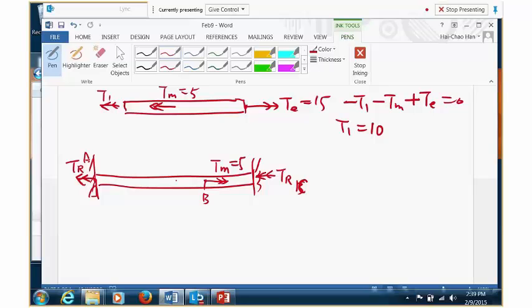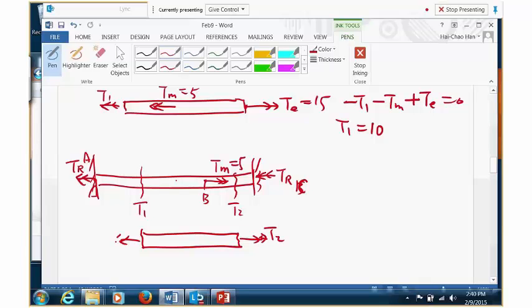Okay. So let's set up the equation. What if you cut here? You can cut here, right? Or cut here. So if you cut here, you're going to have a T1 in this segment. You're going to have a T2 in this segment. All right. So if I cut here, this is the segment I'm looking at. So I'm going to have a T2 here. I'm going to have a T1 here. All right. So the load applied here, that's the TM.